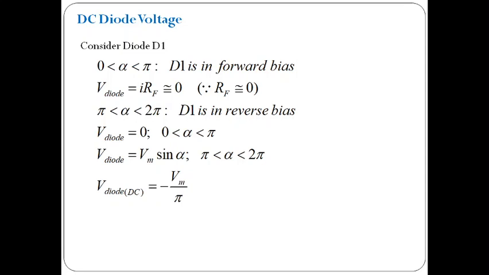In the time period of 0 to pi, case 1, the diode D1 is forward biased for the positive half cycle. So V diode equals I into Rf, because the diode offers very small resistance, almost equal to 0. And for pi to 2 pi, diode D1 is reverse biased, so V diode equals Vm sin alpha. So the average value of V diode, from the formula, you will get minus Vm by pi.